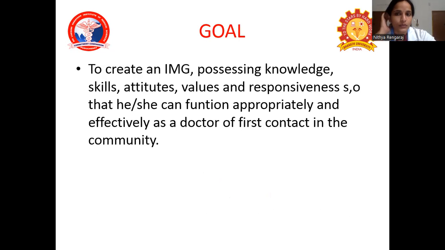So we know that the NMC has a broad goal. The goal is to create an Indian medical graduate possessing knowledge, skills, attitudes, values, and responsiveness so that he or she can function appropriately and effectively as a doctor of first contact in the community. So the main goal of this medical education is to create an effective Indian medical graduate with all those qualities that are mentioned here.